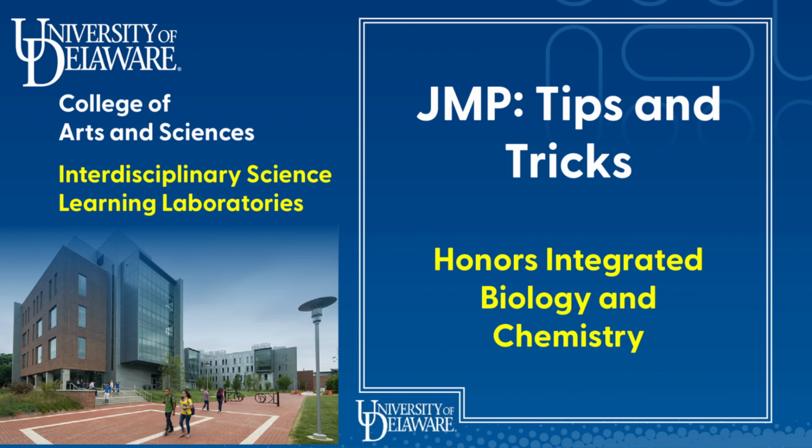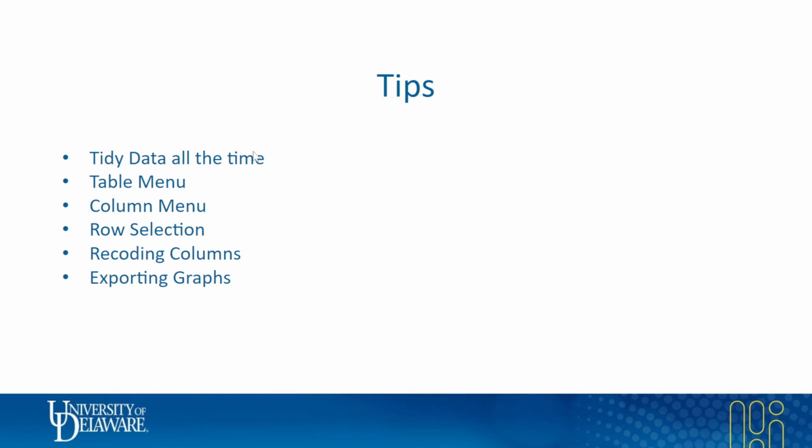All right, so now we're going to move on to just some tips and tricks in JMP. Really, these are just going to focus on reminding us about tidy data, pointing out some menu options that are available to us, how we can use the row selection to do smart things, revisit recoding, and if I have a graph, how can I get that into a Google Sheet?